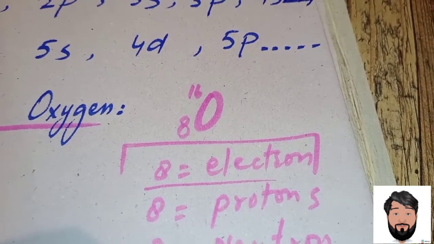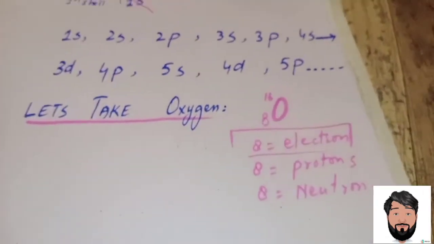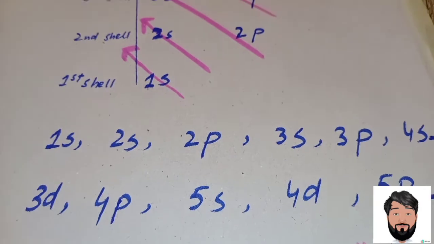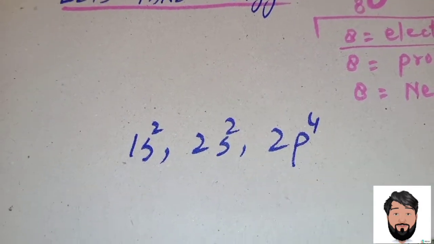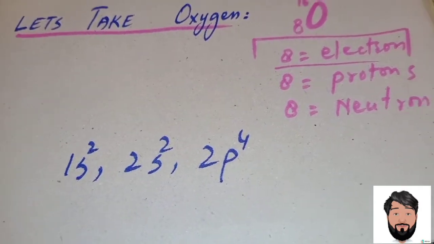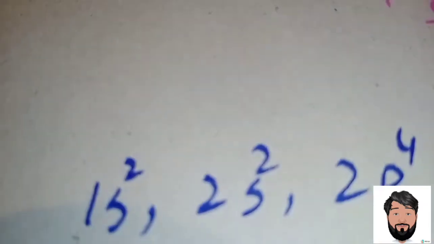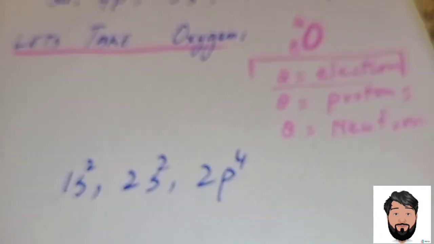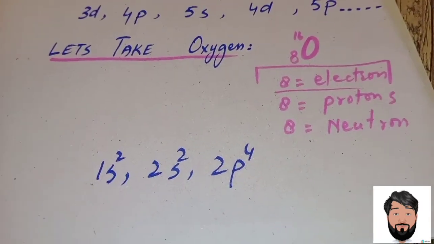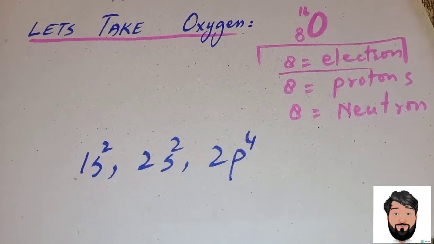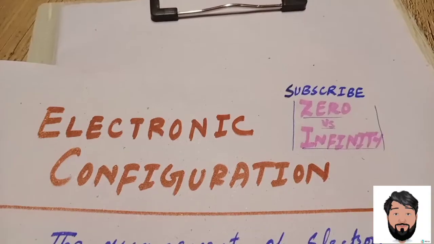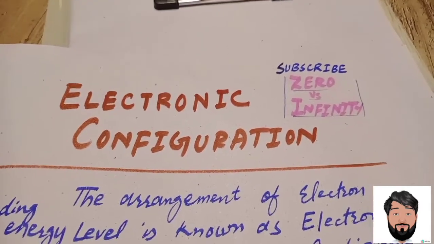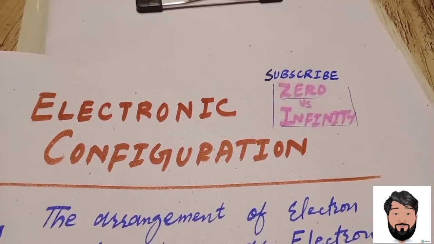So we will take 8 electrons and try to put them in this manner in the oxygen element. Here we take 1s2, 2s2, and 2p4. 2 plus 2 is 4, and 4 plus 4 is 8. So oxygen has 8 electrons and they end up on 2p4. That's all. There are other methods and other problems concerning electronic configuration, but today I will end this video here.